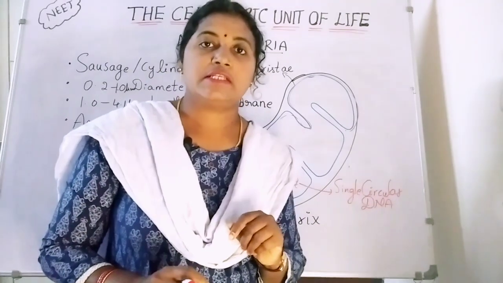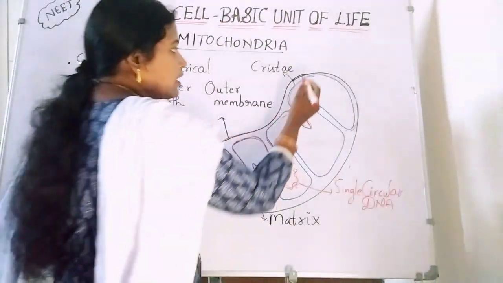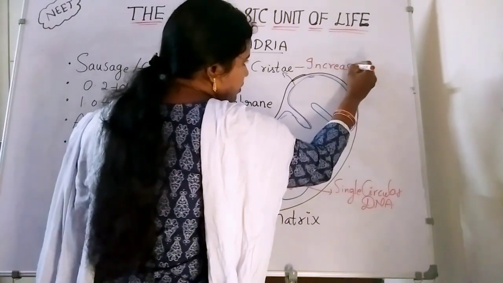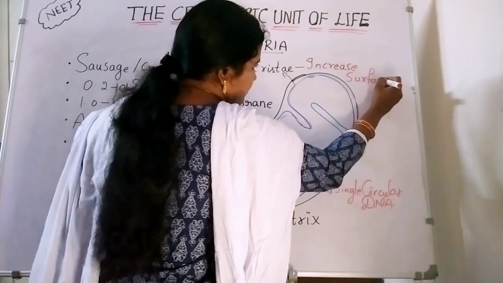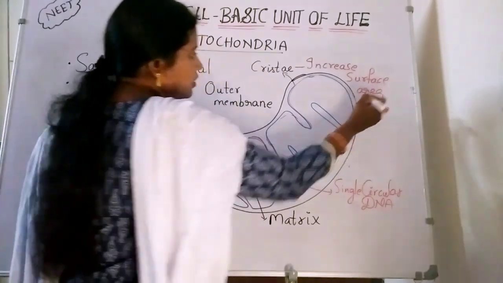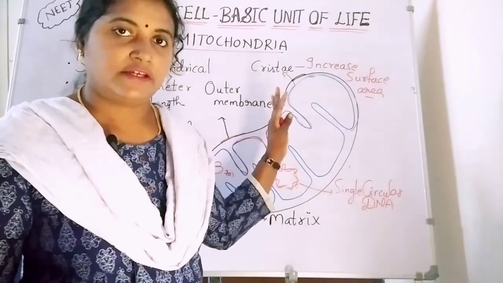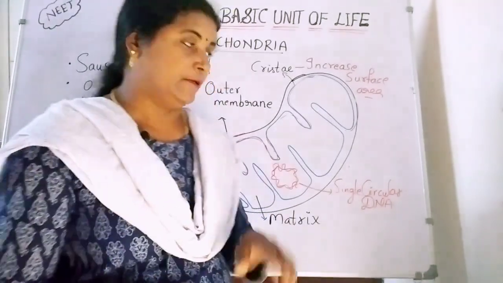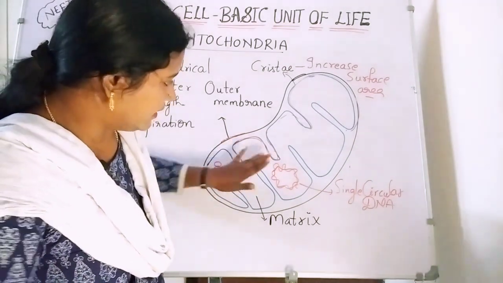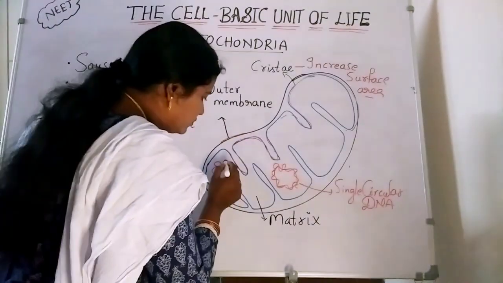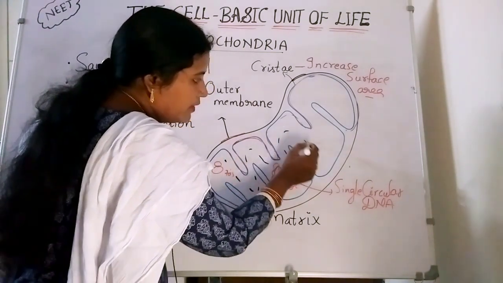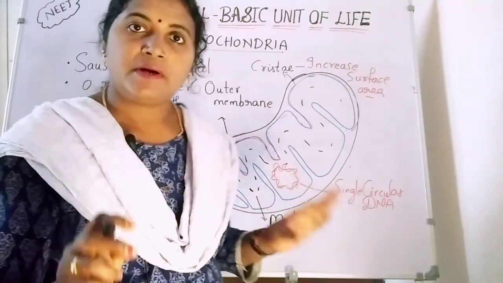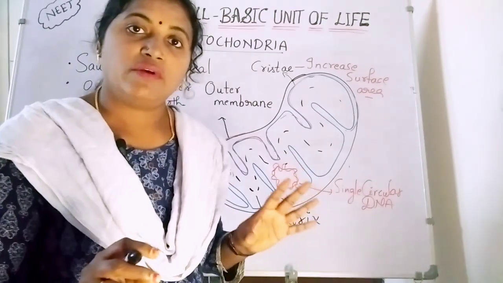Then what is the function of cristae here? Cristae is responsible for increasing the surface area. That is about the membranes. Then what are the remaining structures present in the mitochondria? The remaining structure is the inner compartment itself. See here, this entire place, the inner compartment, is known as the matrix. The inner compartment of the mitochondria is known as the matrix.